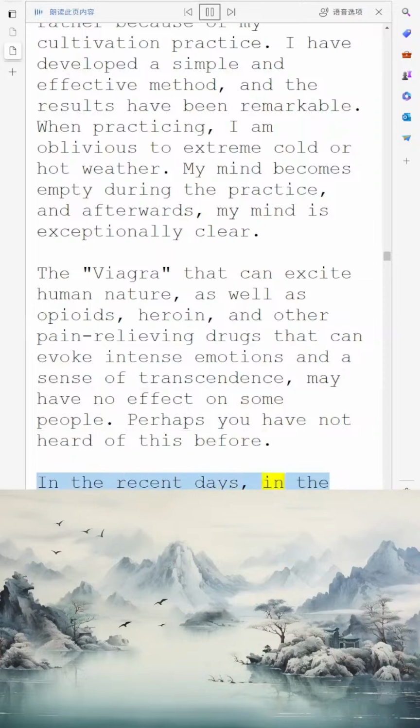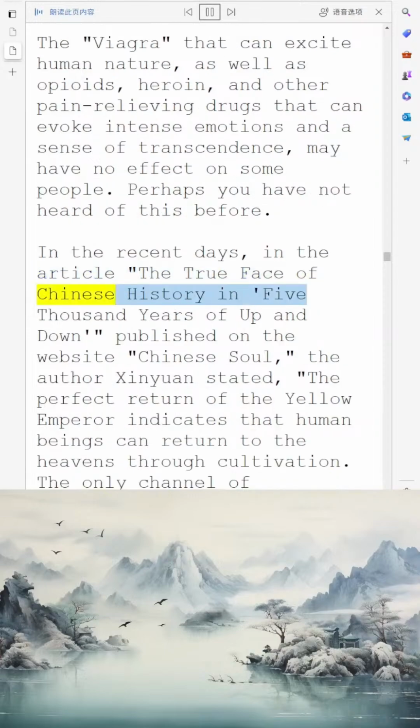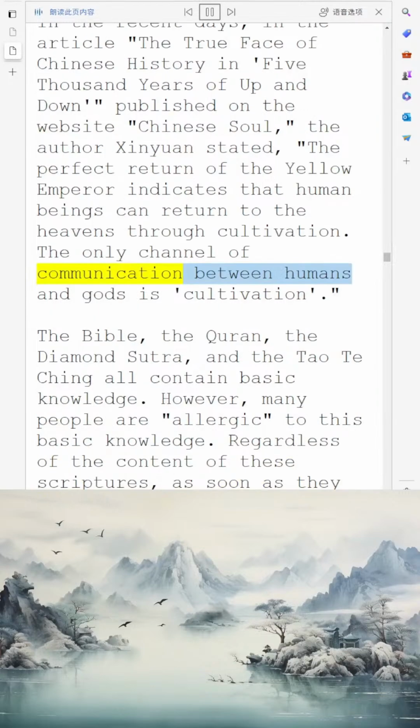In recent days, in the article, The True Face of Chinese History in 5,000 Years of Up and Down, published on the website Chinese Soul, the author Chanyuan stated, "The perfect return of the Yellow Emperor indicates that human beings can return to the heavens through cultivation. The only channel of communication between humans and gods is cultivation.